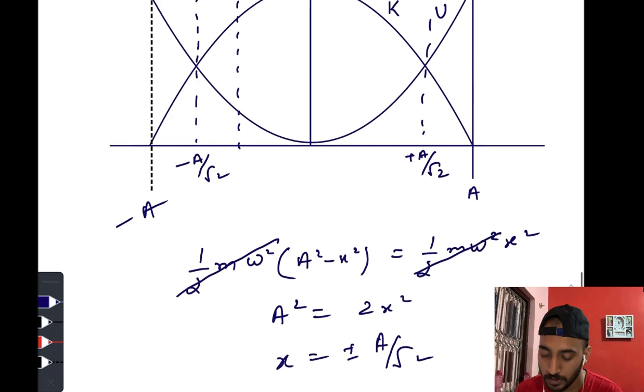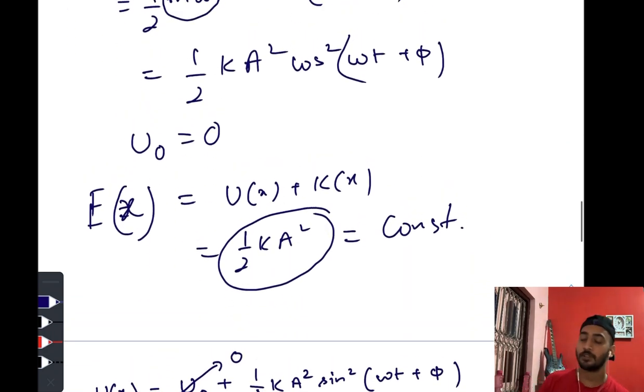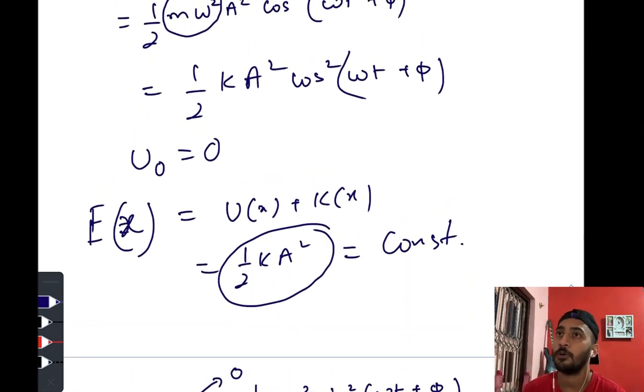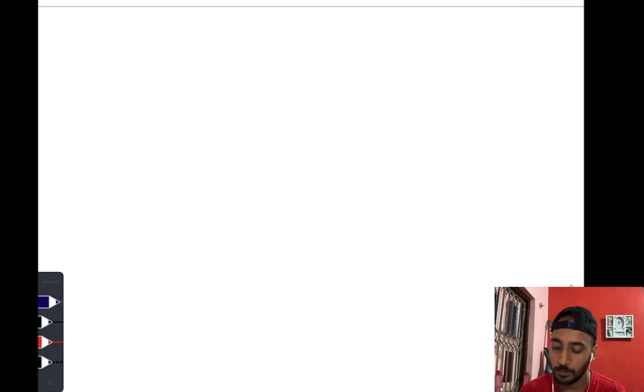Okay, so these were some basic things, and we need to know how to write the total energy of a particle performing SHM at any situation, because in further lectures you will see that while finding out the time period or the frequency of natural oscillation, energy relations make the problem very simpler.